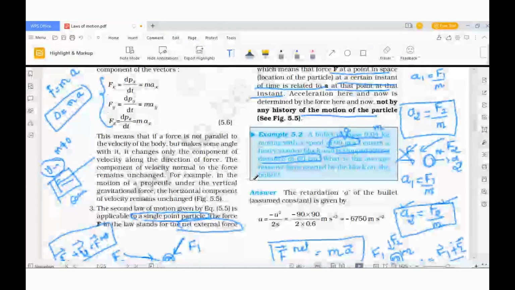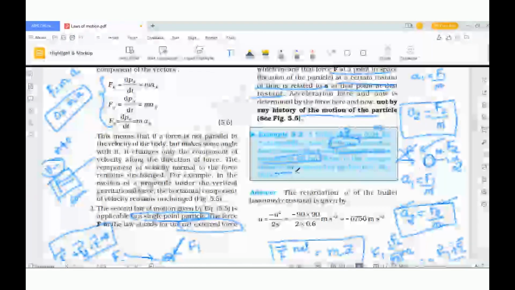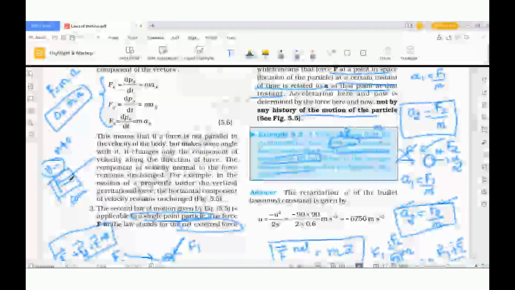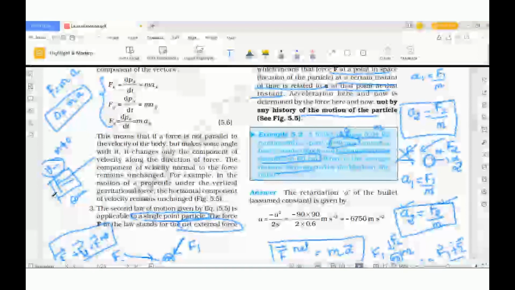You need to find out what is the average resistive force offered by the block on the bullet. How much is the resistive force? Because it is making the bullet come to rest. So it means it is trying to oppose the motion of the bullet, correct? So we can say there is some resistive force. Yes or no? Yes, ma'am.